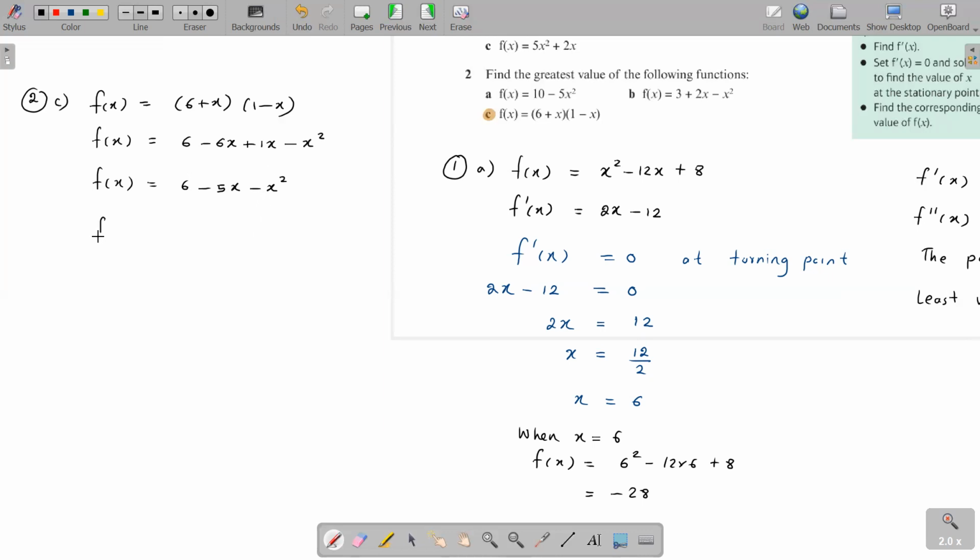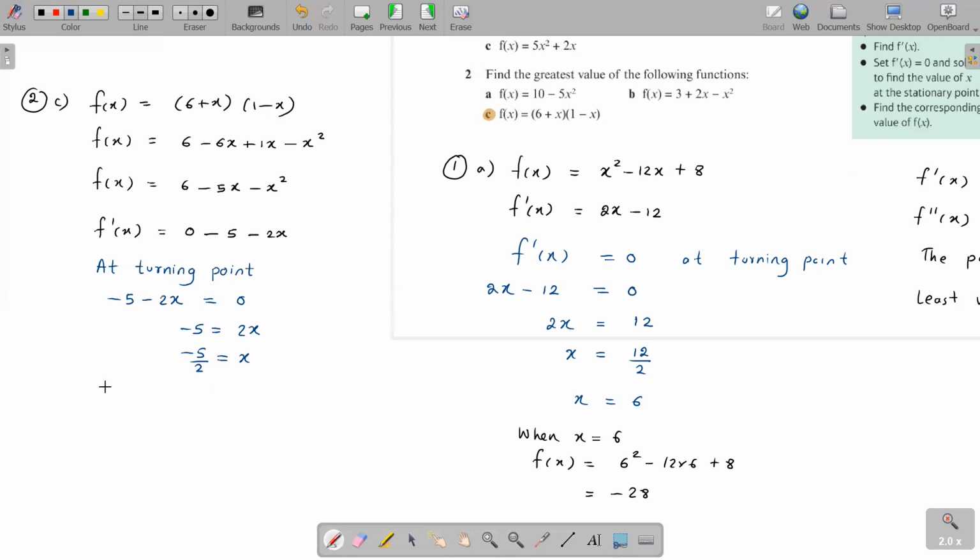Okay, so now let's get the f dash x. 6 differentiation is 0, minus 5x differentiation is minus 5, minus x squared differentiation is 2x. So this is my f dash x. So at the turning point, what happens? Minus 5 minus 2x becomes equal to 0. Basically, you get 2x equals minus 5, and therefore x is minus 5 over 2. Is that okay? Minus 2.5.